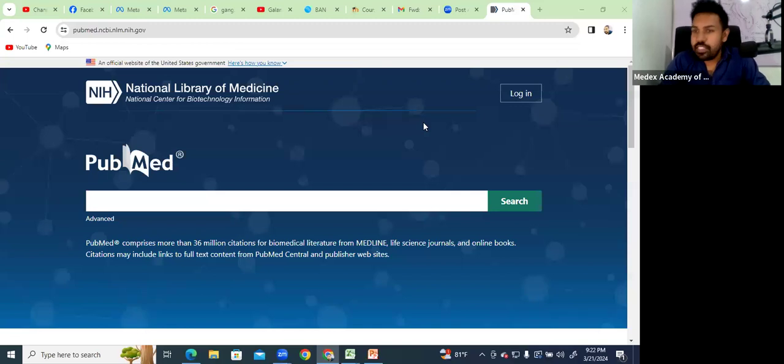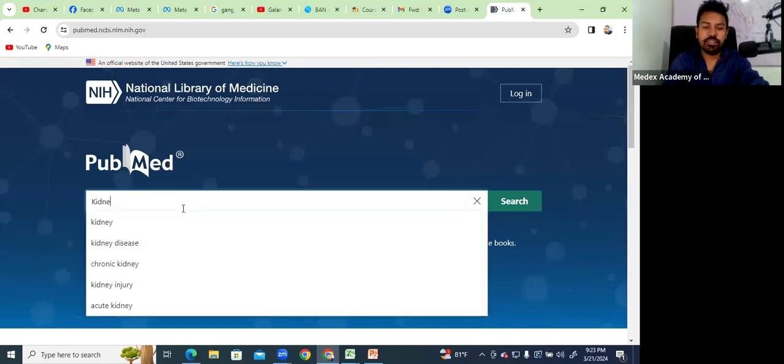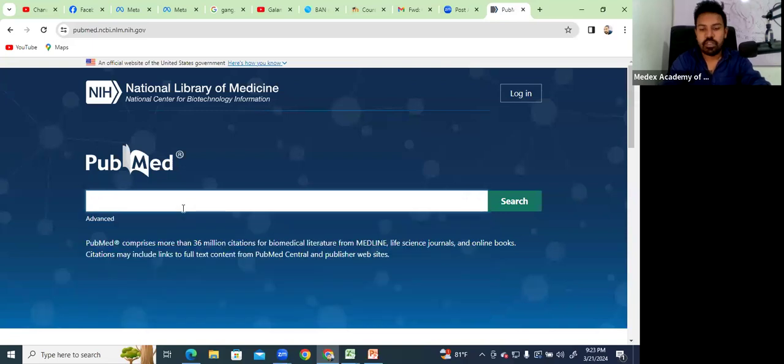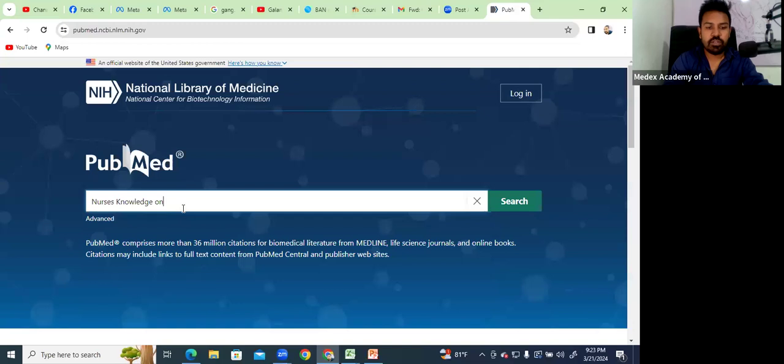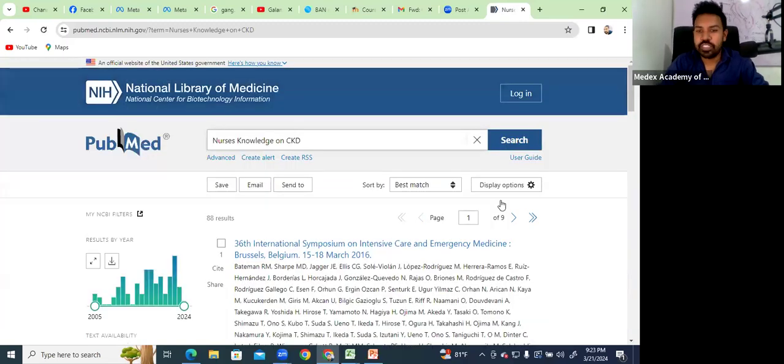Right, so this is PubMed. If you are searching something here, that is a primary search. You can put a term in here. For example, if it is related to kidney disease, I put something like nurses knowledge on it. So that is a primary search.